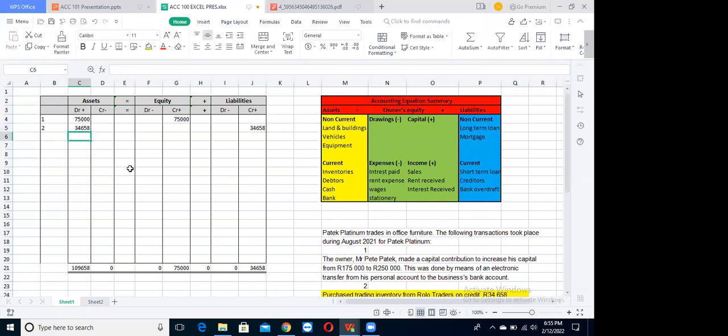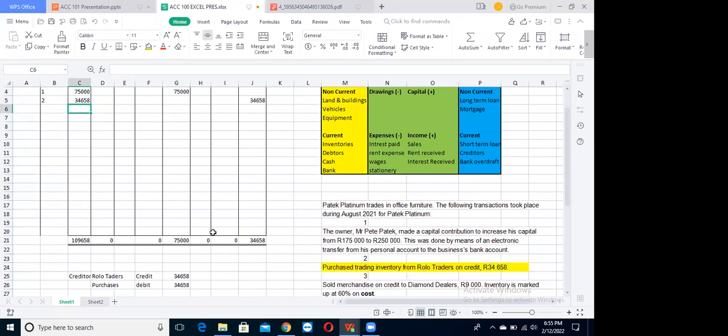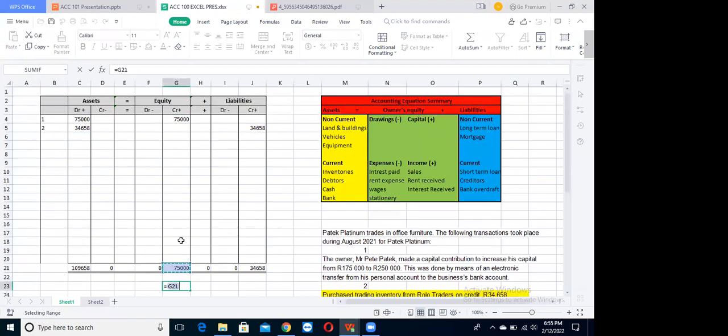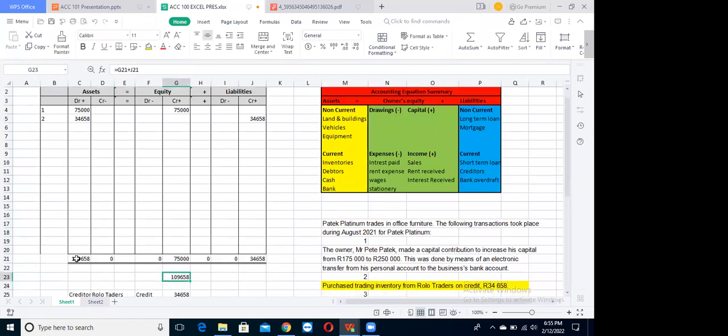34,658. And our equation is bound to stay balanced. In this particular one, I said assets is equal to equity plus what? Plus liabilities, which is 109,658. And then we have got 109,658 on the asset side. So as long as our equation is in balance, the left-hand side is equal to the right-hand side, then we know that we are doing justice to the accounting equation.